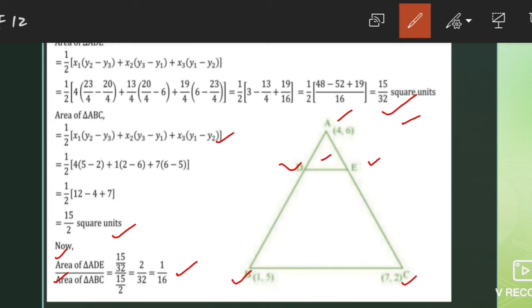Now if you recall theorem 6.6, it says that if two triangles are similar to each other, then the ratio of their areas is equal to the square of the ratio of their corresponding sides.